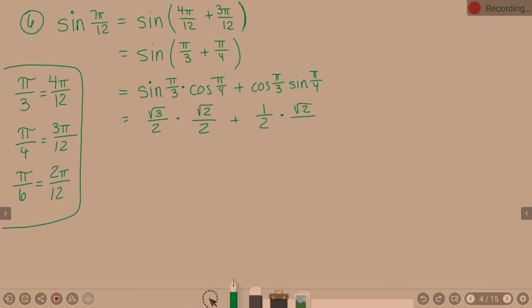Okay, can we clean this up? When you do your multiplying, square root of 6 over 4 plus square root of 2 over 4, which I'm going to continue one more step and say square root of 2 plus square root of 6 all over 4. So it's just like the same answer we got.